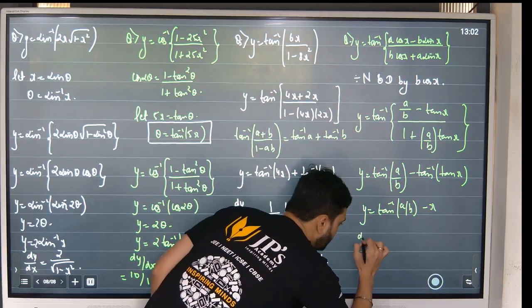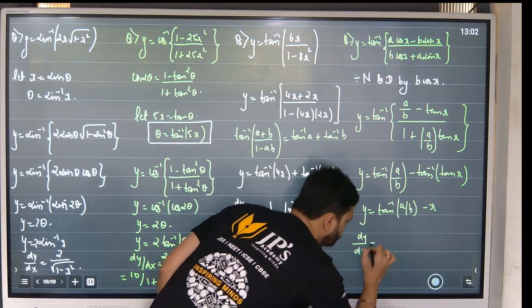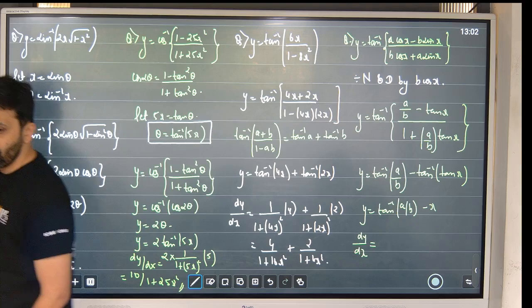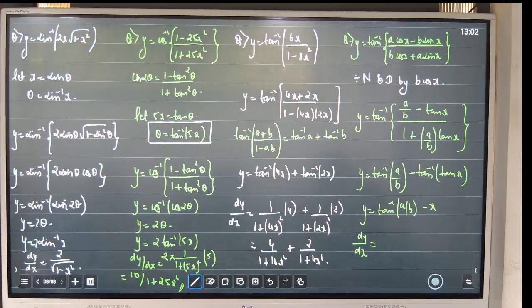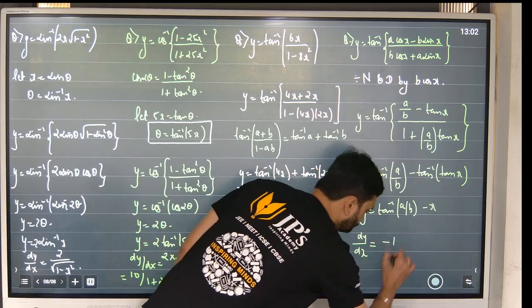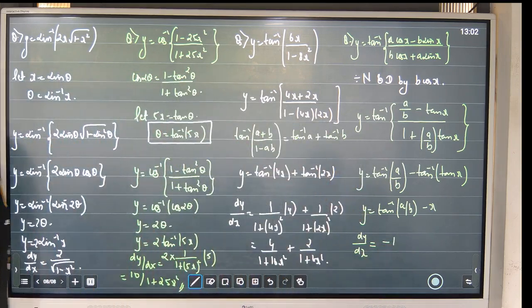Let's go, tell me the derivative of tan inverse of a by b. 1 upon 1 plus (a by b) the whole square into dy dx of a by b. Are you okay? Sure. The derivative of tan inverse of a by b is 0 because it's a constant, there is no x value. So what is the derivative of x? Minus 1.